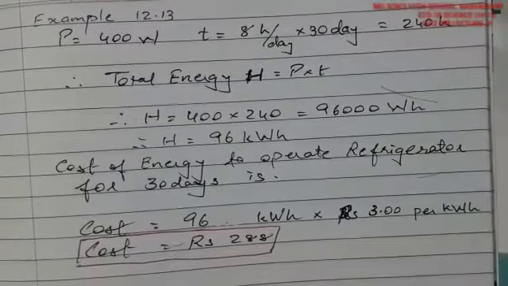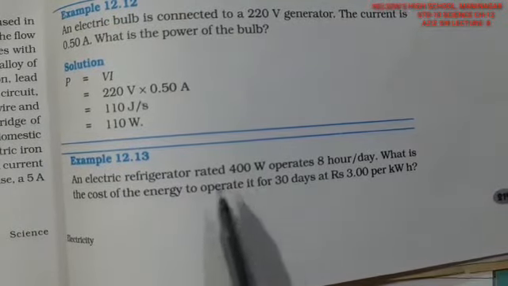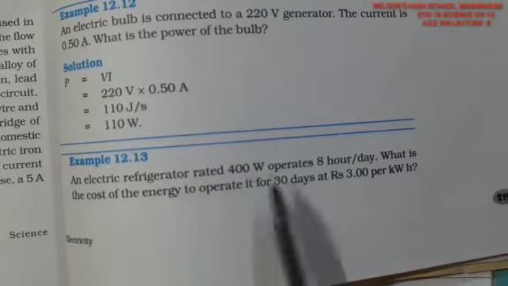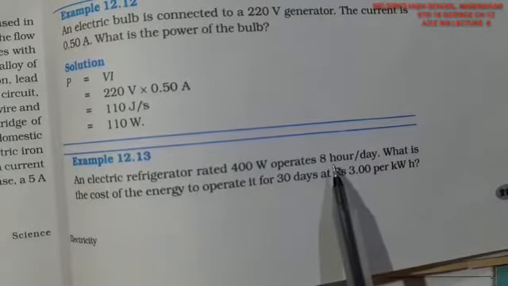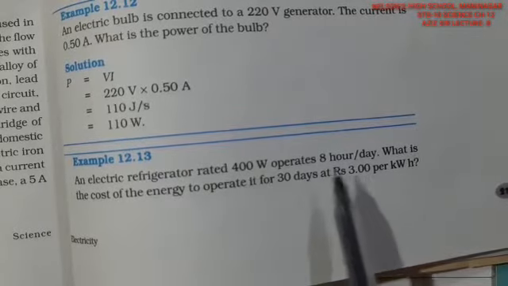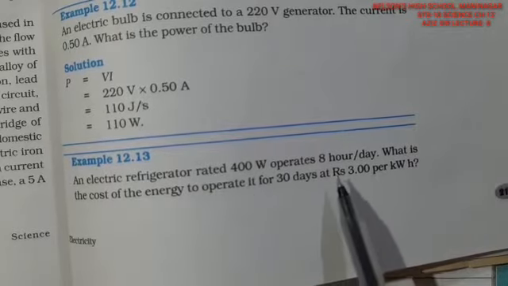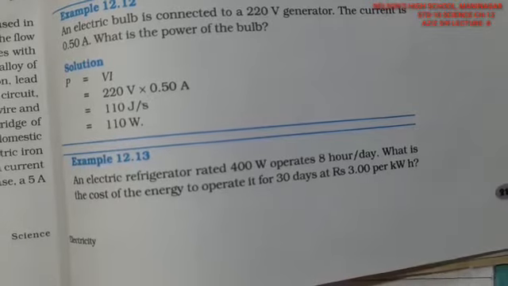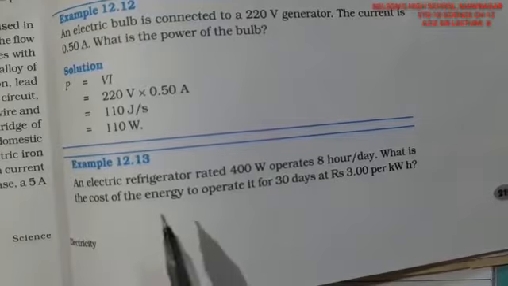is the 12.13 sum. In the 12.13 sum they have given an electrical refrigerator rated 400 watts. So the refrigerator has a compressor of 400 watts which operates for 8 hours a day, and the cost of energy to operate for 30 days is at 3 rupees per kilowatt hour. So this is the cost we need to find, how much is the cost for 30 days.